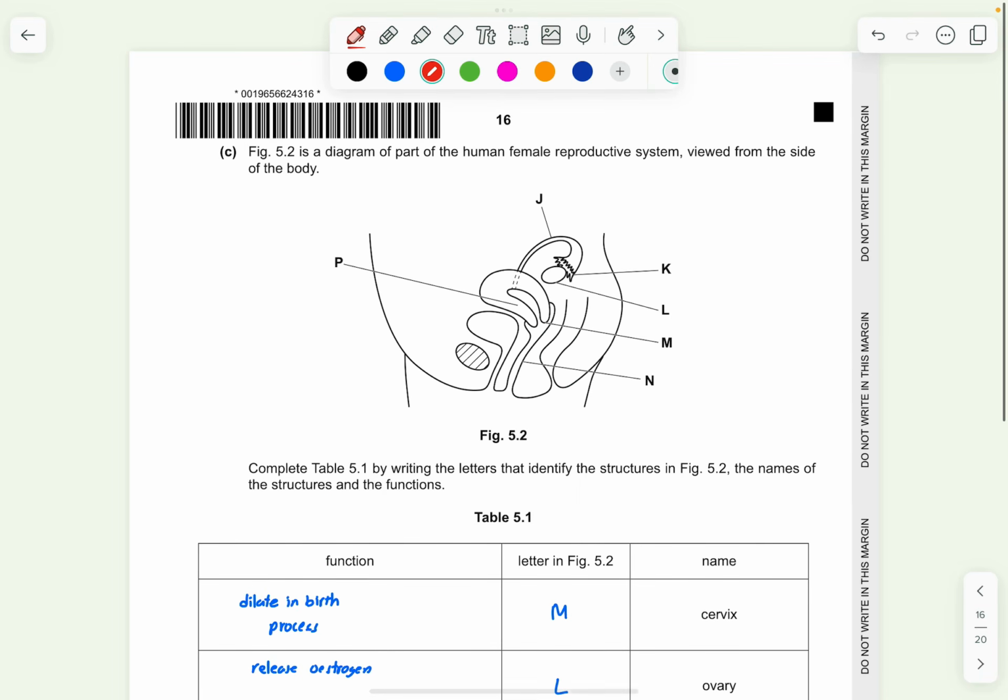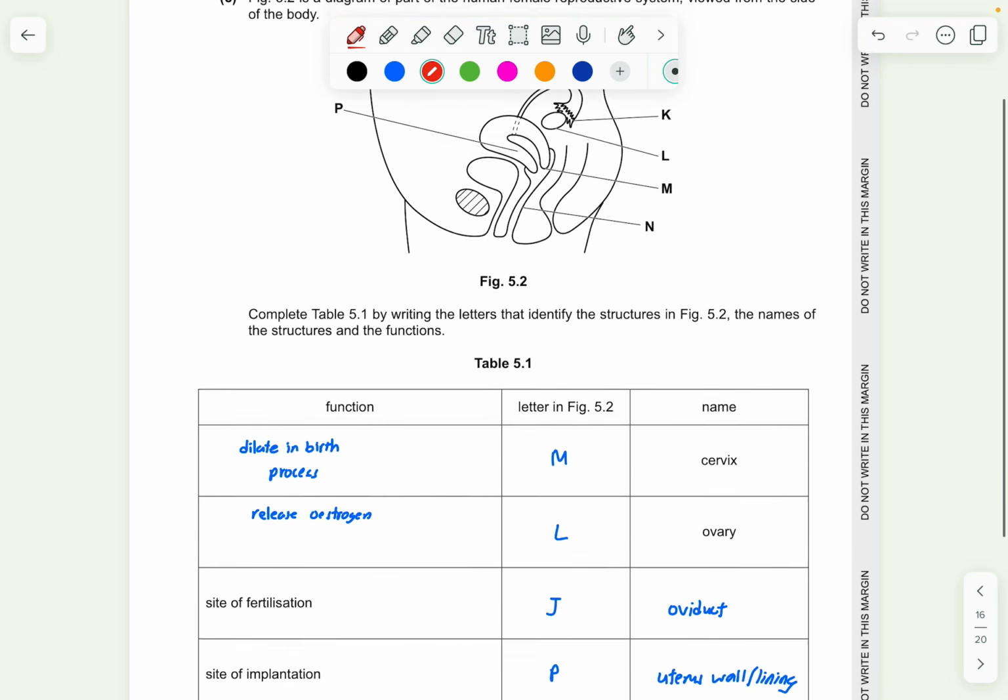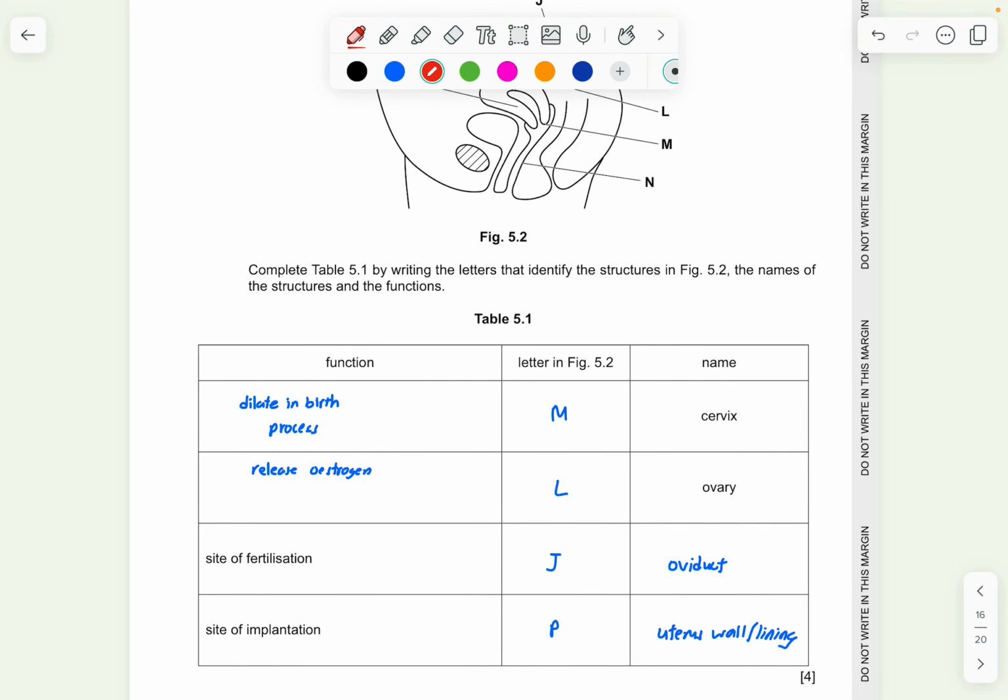So next one, part C. Figure 5.2 is a diagram of part of the human female reproductive system viewed from the side view of the body. So you must be able to identify this from the side view, of course. Complete table 5.1 by writing the letters that identify the structures in figure 5.2 and the names of the structures and the functions. So first thing is cervix.